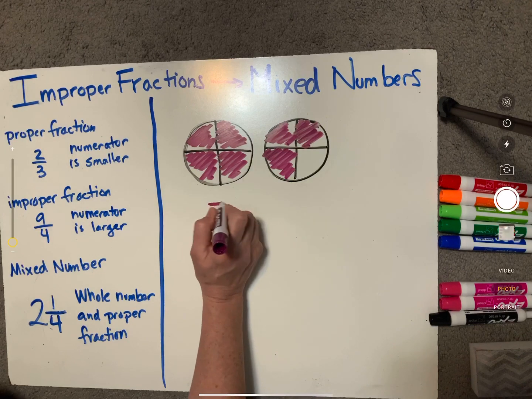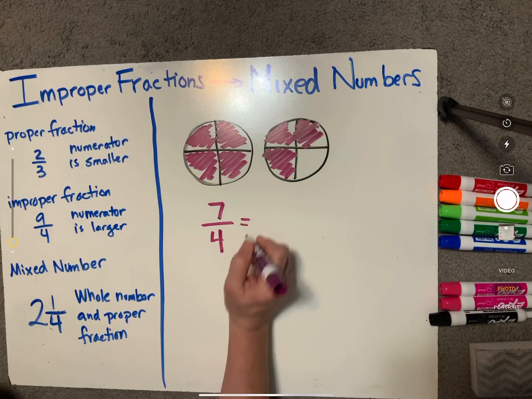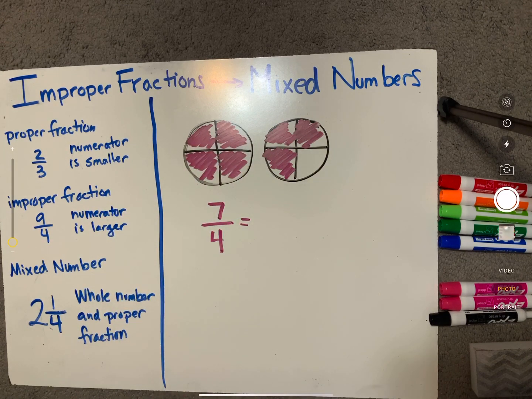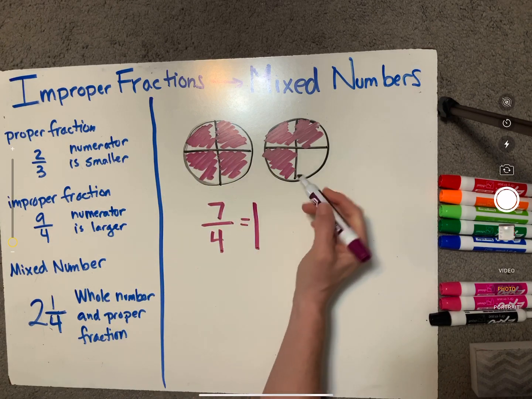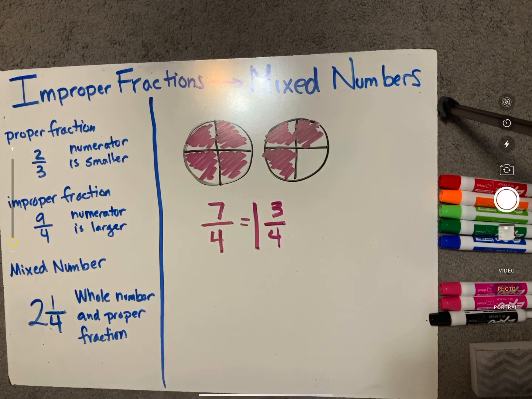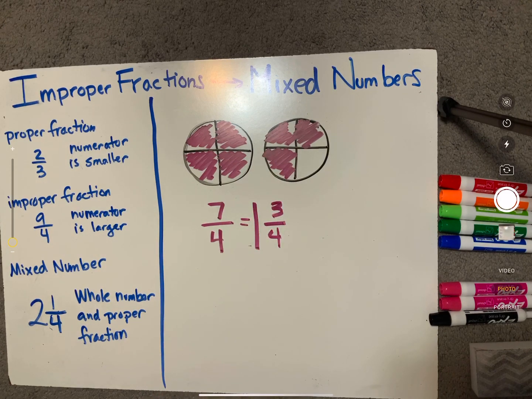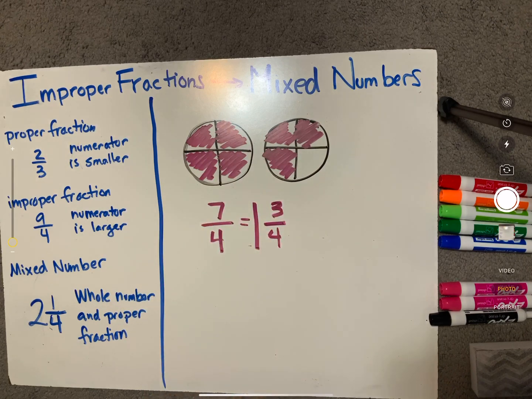So if I have 7, and these are fourths, so 7 fourths equals, and now when I look at these parts put together in this form, we would have 1 whole, and then we have 1, 2, 3 fourths that don't fit inside that whole. Okay, so I have 1 whole and 3 fourths, so 1 and 3 fourths.